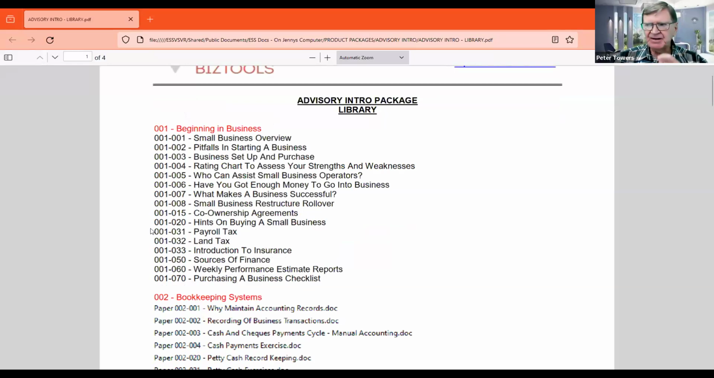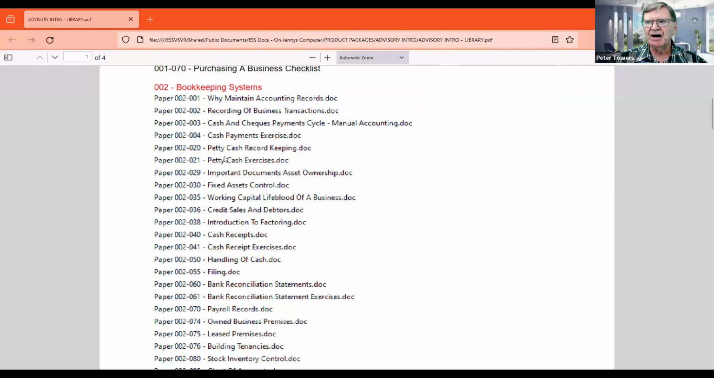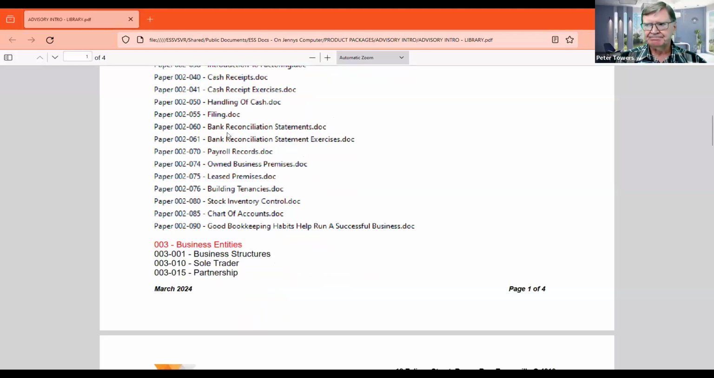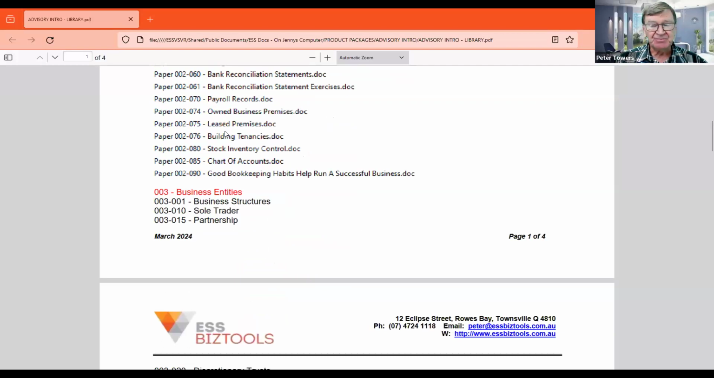We have about 50 different category headings, and there's 330 papers. So we have beginning in business, and there's quite a number of papers there which enable you to communicate with your clients. We do have some bookkeeping systems. Most of them are prepared the traditional way of maintaining bookkeeping records, but we've kept them there because there's people still using those systems.